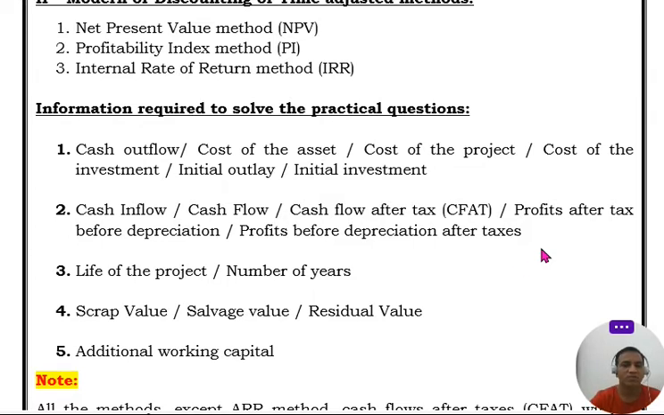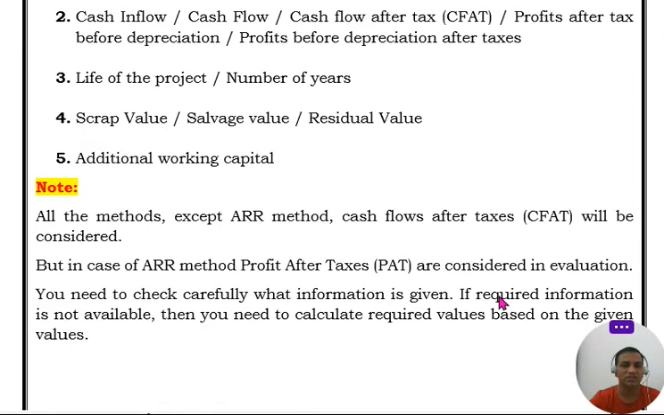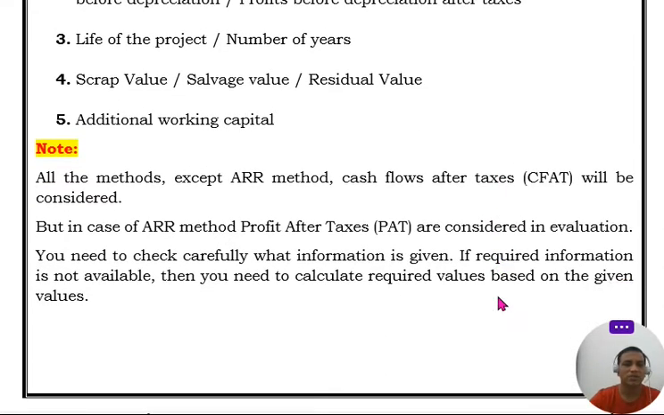And now one more important point is regarding cash flows. For all the methods except the ARR method, accounting rate of return method, we will use cash flows, meaning cash flow after taxes. But in case of ARR, the accounting rate of return method, cash flows means we will use profit after taxes. So in the accounting rate of return method, cash flows means profit after taxes only. It is not cash flows. This formula is based on profit after taxes.